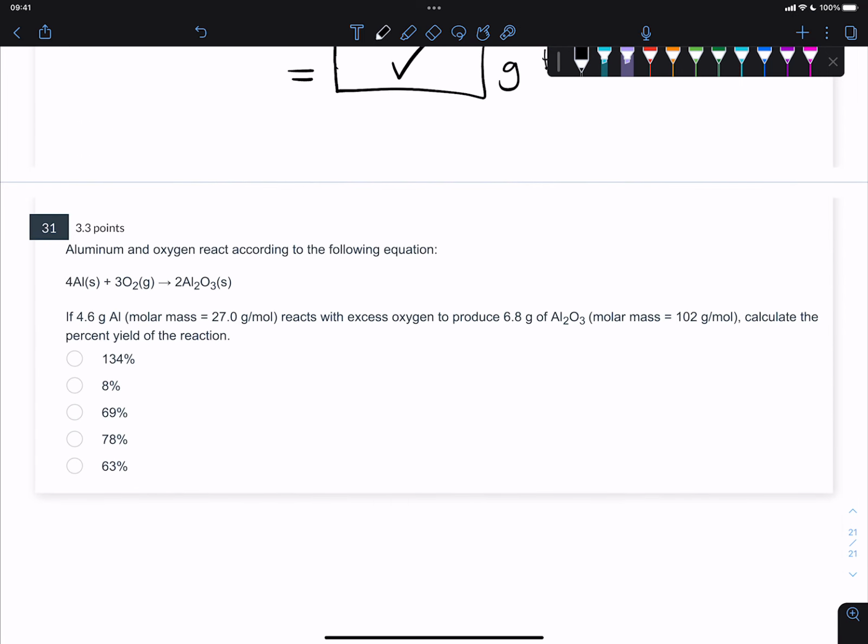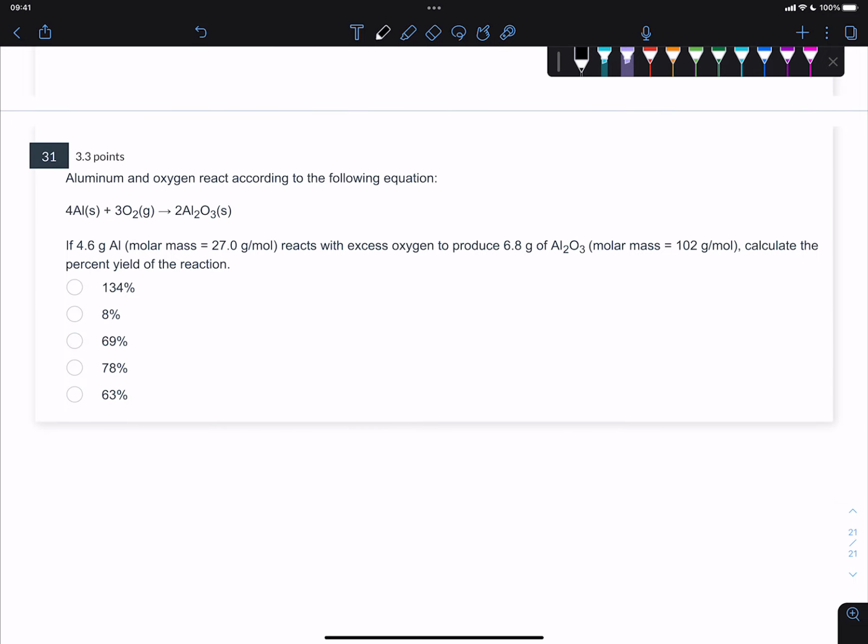For number 31, it says aluminum and oxygen react according to the following equation. So you have 4 moles of aluminum reacts with 3 moles of oxygen to produce 2 moles of aluminum oxide, which you may recognize from that bauxite ore question. If 4.6 grams of aluminum, with a given molar mass, reacts with excess oxygen to produce 6.8 grams of aluminum oxide, calculate the percent yield.